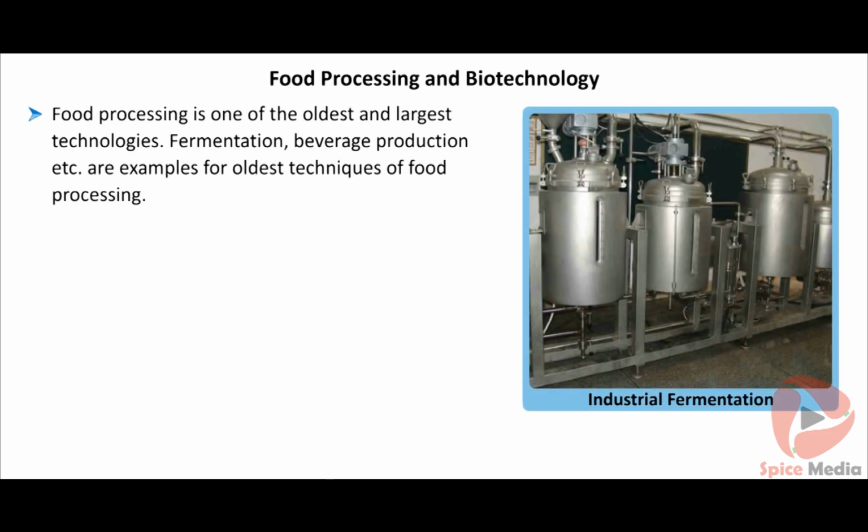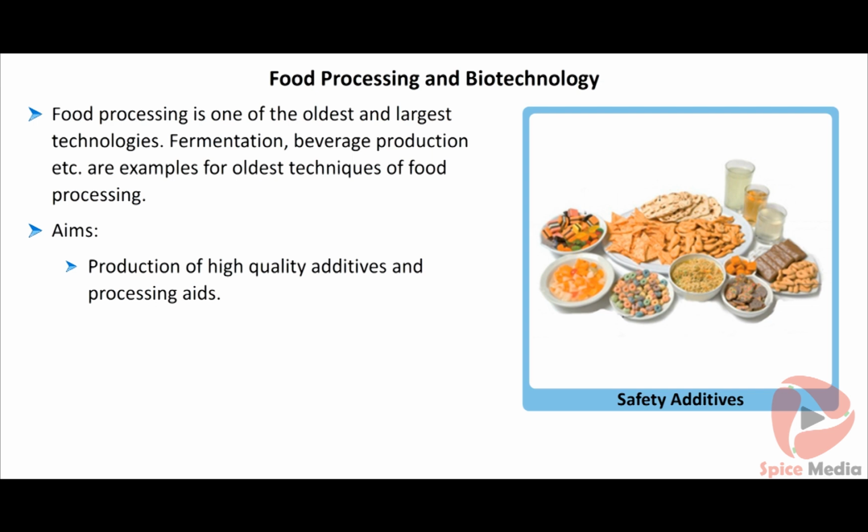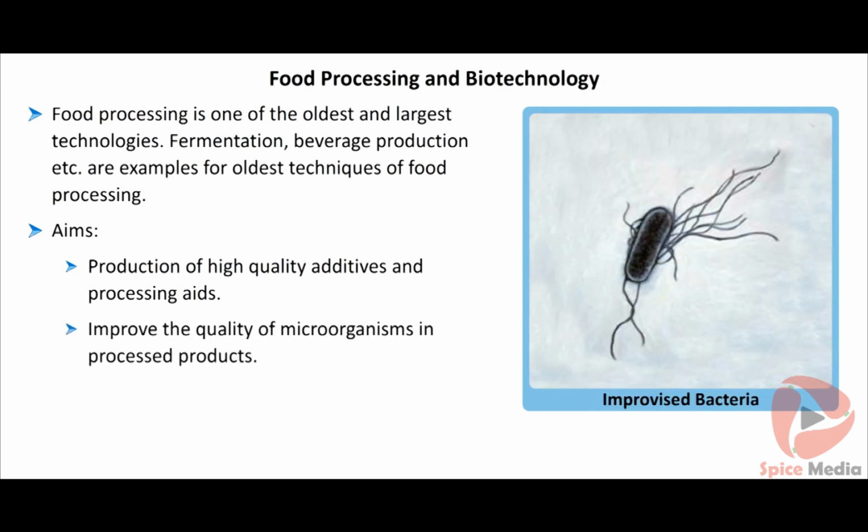Food processing industry is the oldest and largest industry using biotechnological processes like fermentation, production of beverages, etc. Biotechnology in food processing is used to improve existing processes such as production of high-quality additives and processing aids. Improving the quality of microorganisms involved in various steps of food processing in order to improve control and safety of the process and also yield quality products.